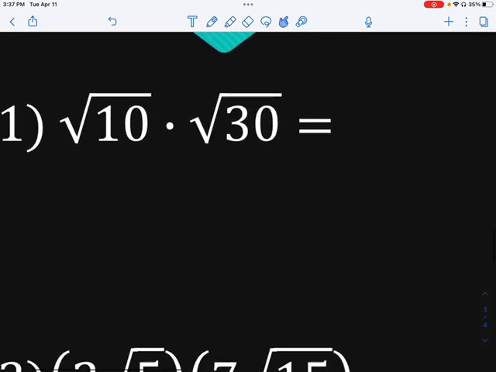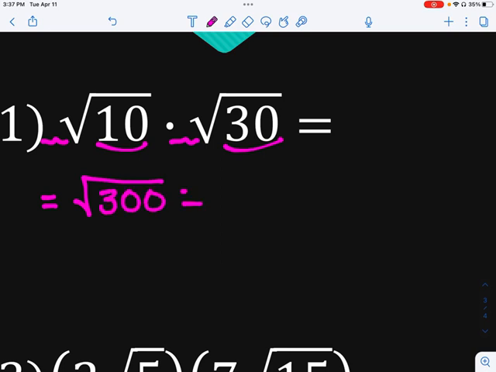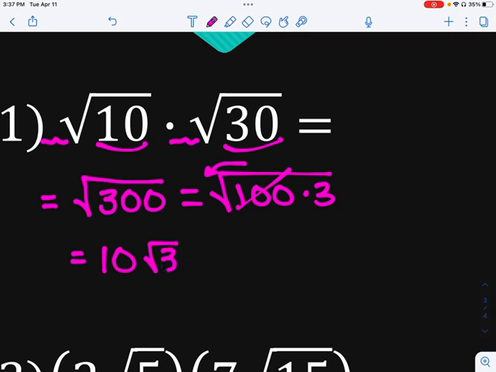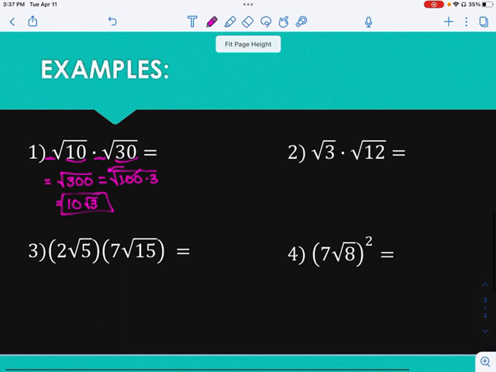So here we go. I have the square root of 10 times the square root of 30. The first thing I notice is there's a 1 here and a 1 here, so 1 times 1 is 1. Now I multiply the things inside: 10 times 30 is 300. Now we simplify. I look at 300 and say this is the square root of 100 times 3. The square root of 100 is 10, so it comes out to the front, and we have 10 square root of 3. And that is how we would multiply that one.